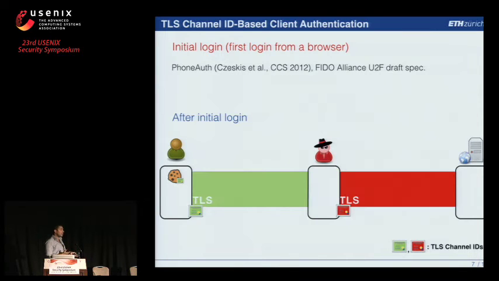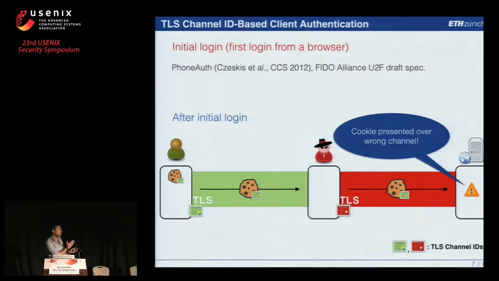But now, if an attacker tries to mount an attack at this point, he will still be able, of course, to fool the user and impersonate the server and steal the user's cookie. But now he cannot use the cookie to impersonate the user because the cookie will have to be presented over a TLS connection that features a different channel ID than the channel ID that is bound to this cookie. So in this case, the server will realize the mismatch and that something is wrong, and will not accept the incoming HTTP request, thereby foiling the attack.